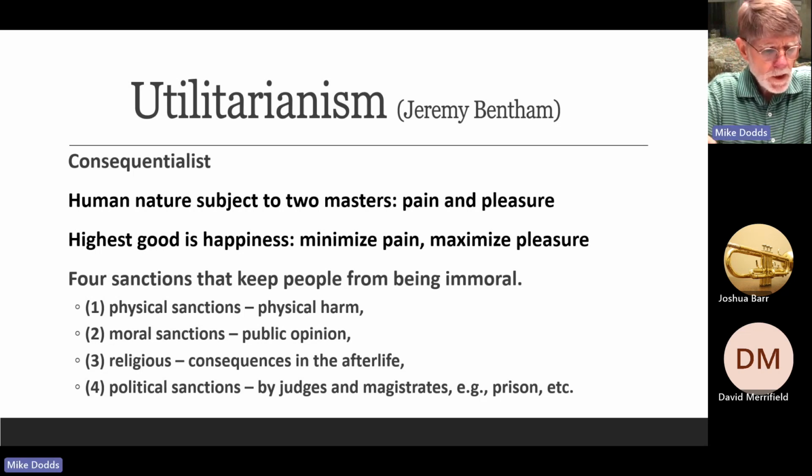If it feels good, it must be right, is part of it. Human nature, excuse me, is subject to two masters, pain and pleasure. Truth comes through our own senses, and sounds like egoism, we're going to seek that which causes the most pleasure, the consequence, pleasure, the consequence, avoiding pain. All right, you hear what's going on here. The highest good is happiness, meaning minimizing pain and maximizing pleasure. God created us to enjoy life. Again, that's air quote God.